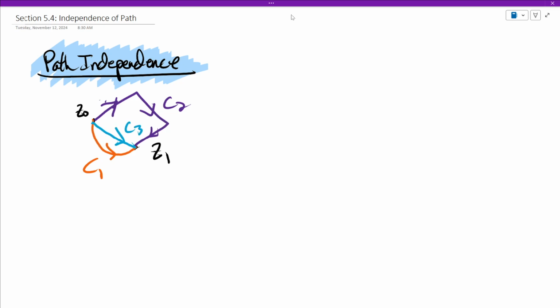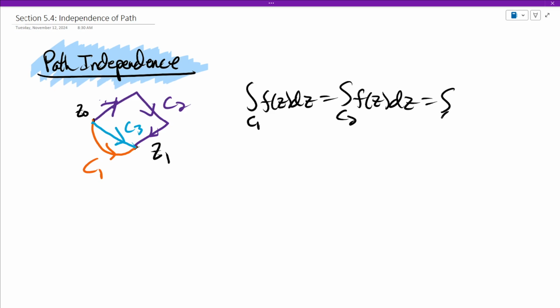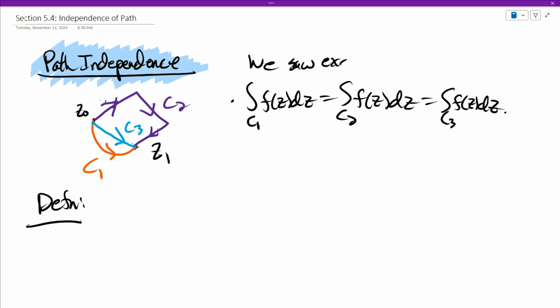We saw examples where if we had a function, the integral over c1 of f was the same as the integral over c2 of f, was the same as the integral over c3 of f. So we saw examples where that's true. And we're going to try to define when this happens in general, and then we'll state a theorem at the end. So definition, let me just say this isn't always true, but we saw examples of this. All right, so definition.